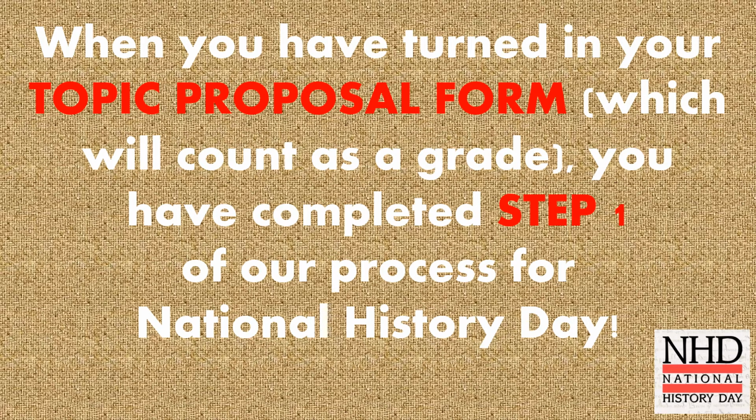So after you or your group have come up with a research question, you can fill out your topic proposal form. This is where you'll select whether you're going to participate as an individual or with a group, and you'll actually pick your project category. You'll also fill out a couple of questions about your topic and why you chose the topic. And in the big box, you will put your research question. And you're going to use that research question later when you conduct step 2. This topic proposal form is going to be turned in for a grade. And when you do that, you've completed step 1 of National History Day.